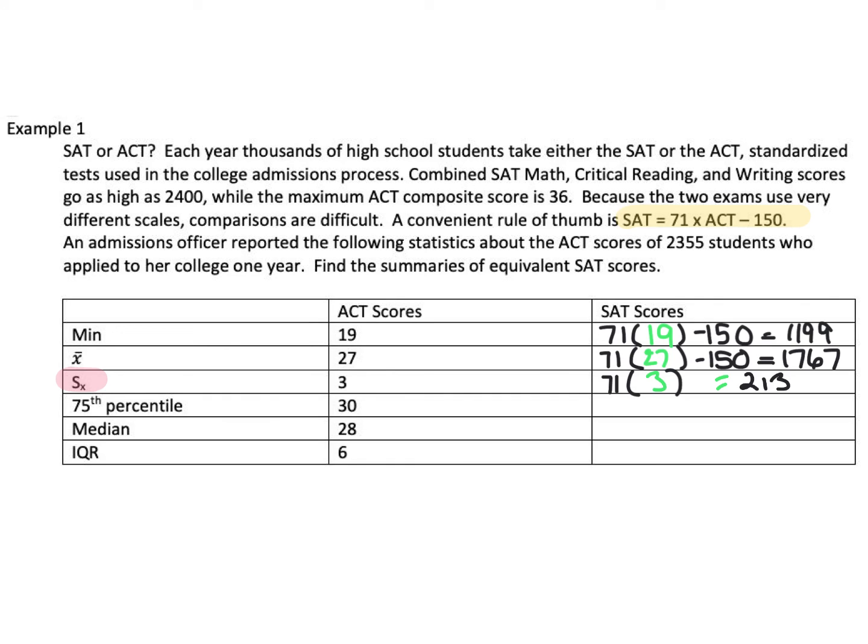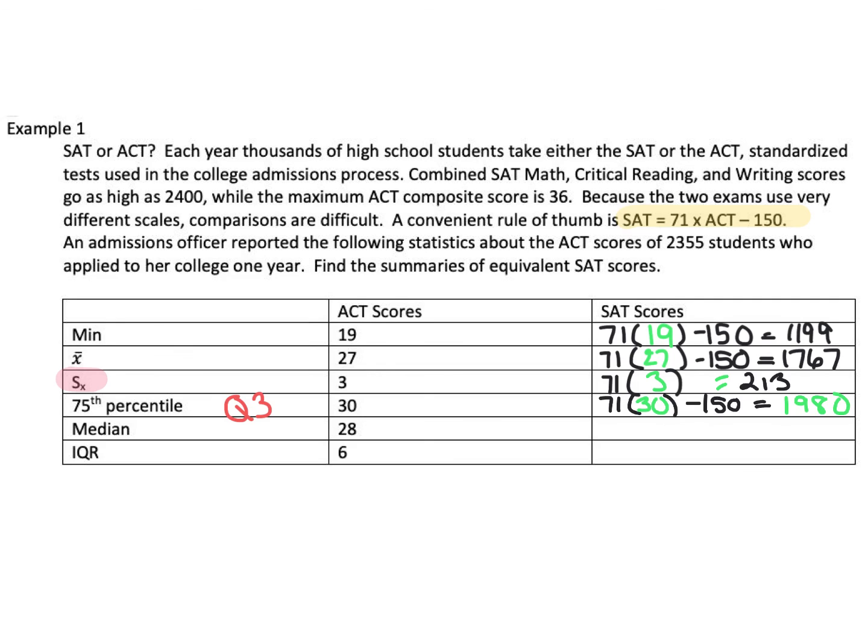So let's now find the 75th percentile, which would be another way of saying quartile 3. So quartile 3 is just a position in our data set, so it would be impacted by both the addition and subtraction as well as multiplication and division. So into the rule of thumb, I'm just going to plug in the 30, so I'm doing 71 times 30 minus 150 to get 1,980 for the value of the third quartile.